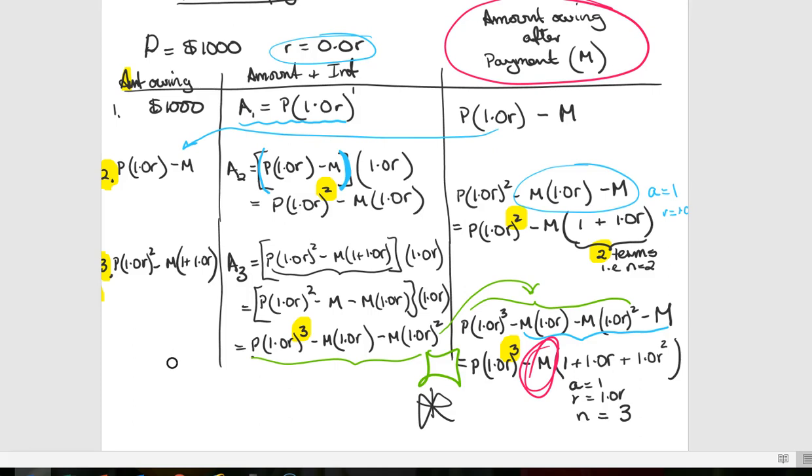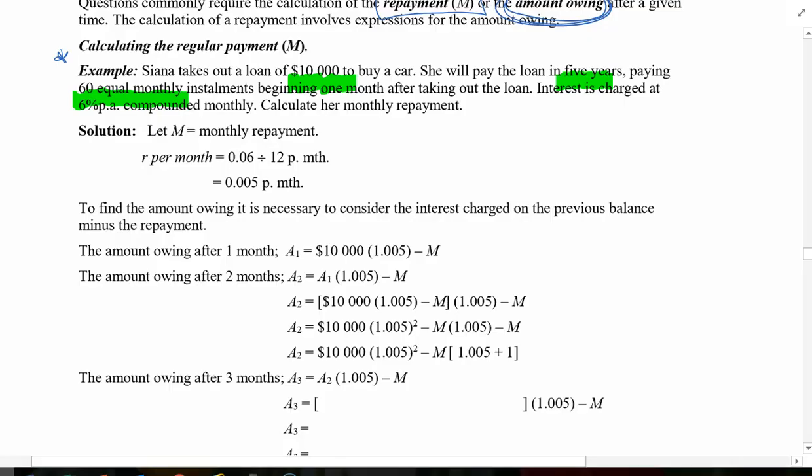The most common situation where you'll be asked what the payment has to be will be such that this amount is 0. And the way that they'll present that, they'll say in order to pay off the loan in a certain amount of time. Now, if we're paying off the loan, remember that these amounts were the amount owing after a payment. If we've paid off the loan, the amount owing we want to be 0.